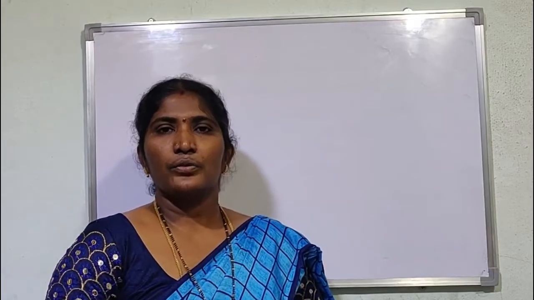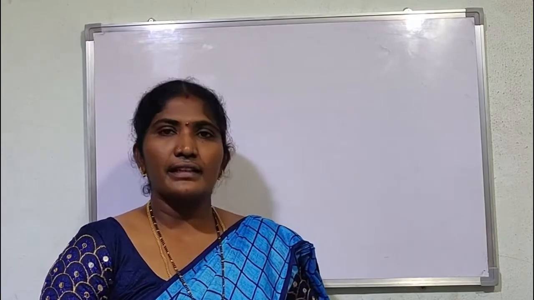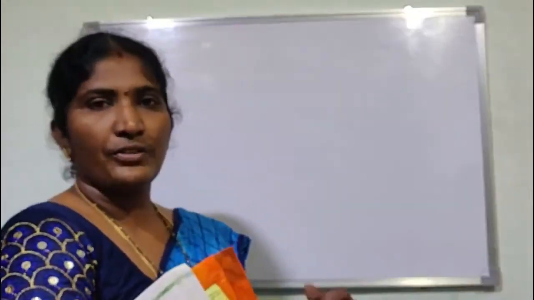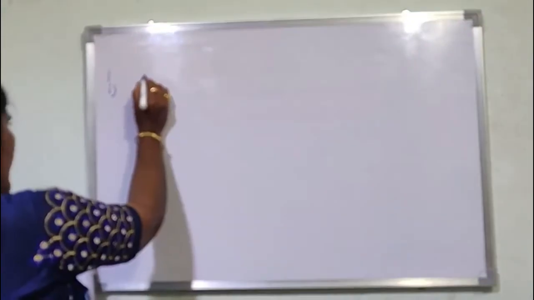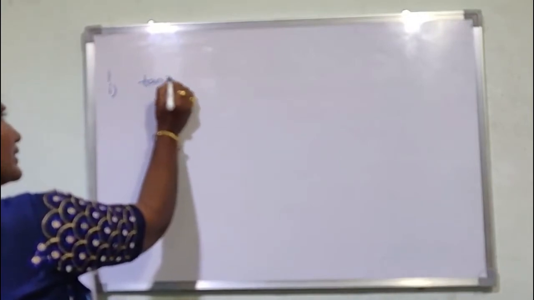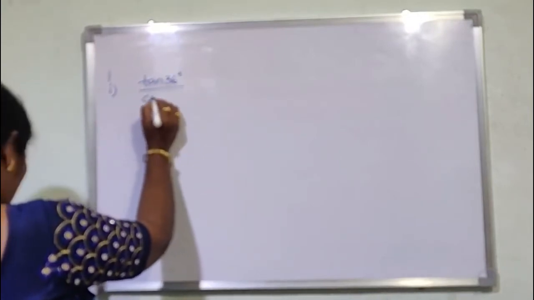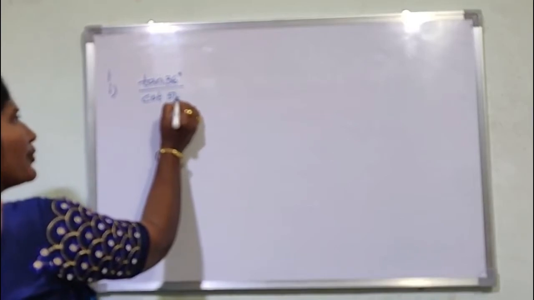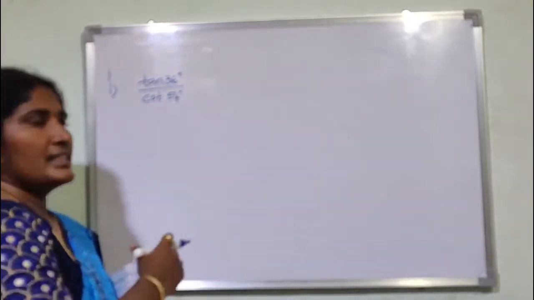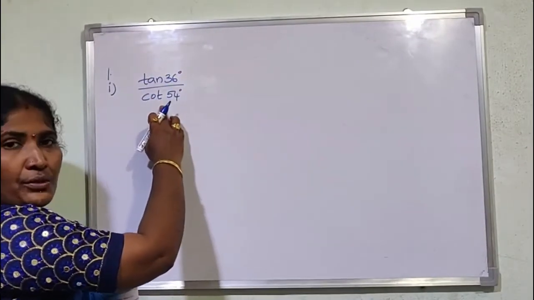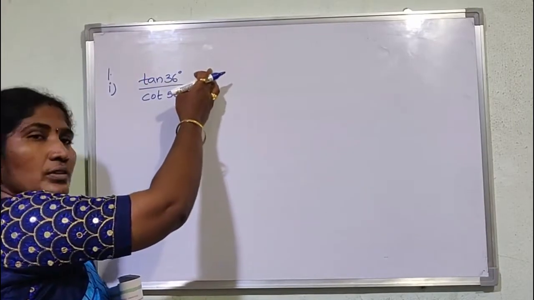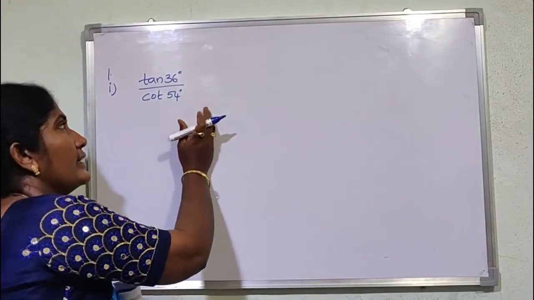Hi students, today we will solve exercise 11.3. First question, tan 36 by cot 54 degrees. Here, change any one of the ratio, either tan into cot or cot into tan.